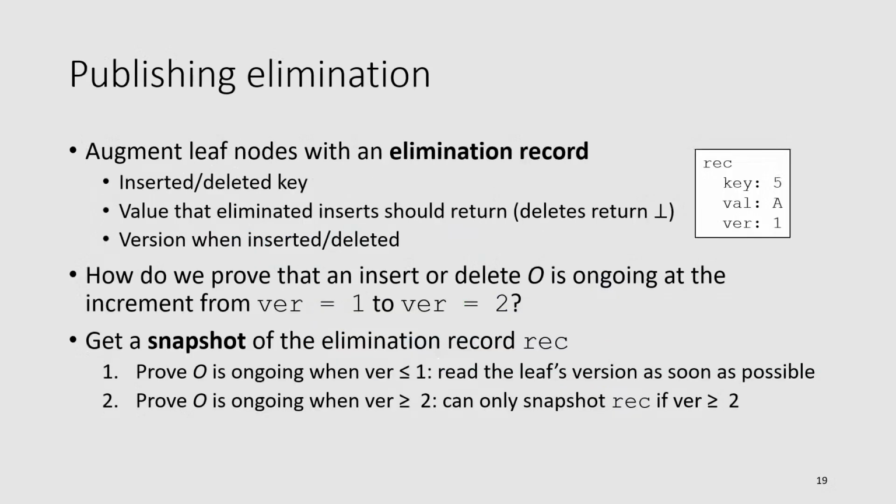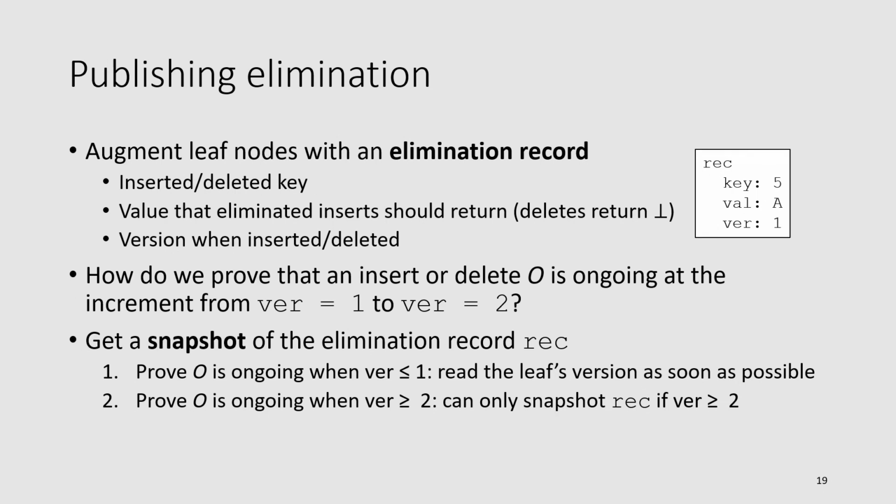The main challenge of elimination is detecting concurrent inserts and deletes. We do this with a new technique we call publishing elimination. In publishing elimination, whenever an update modifies a node, it stores in the leaf an elimination record which contains the inserted or deleted key, the value that eliminated inserts should return, and the version while it was modifying the leaf. Other threads use this elimination record to find out whether they are concurrent with the successful insert or delete's linearization point, and if so, what value they should return.